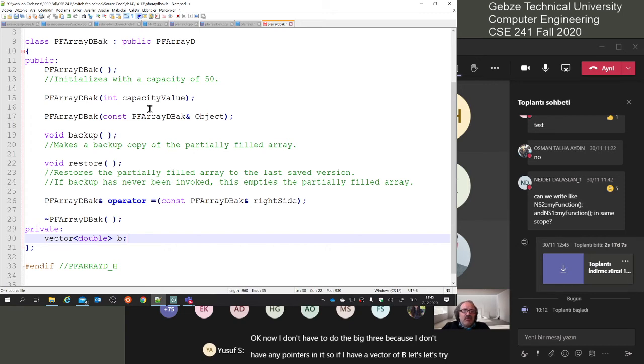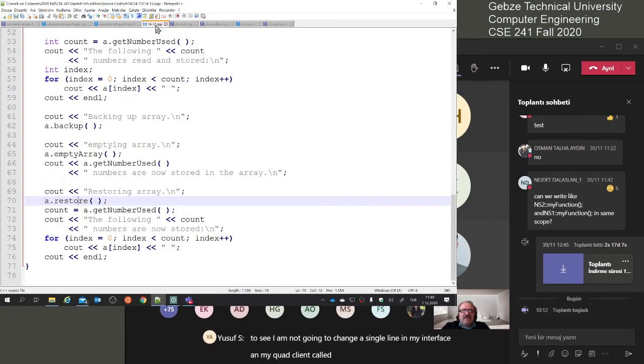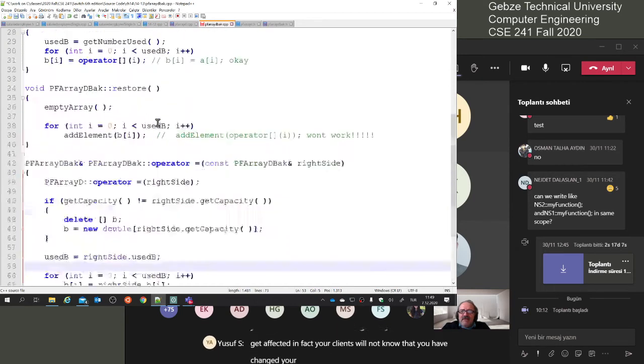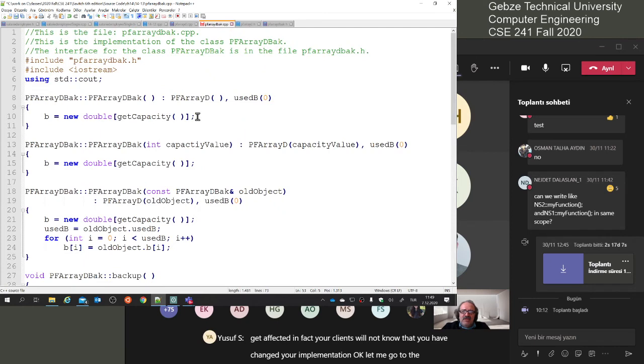I am not going to change a single line in my interface, and my client code is going to work. This is the good part of object-oriented programming. You change your implementation the way you want. Your interface will not change, and your clients will not get affected. In fact, your clients will not know that you have changed your implementation. Okay, let me go to the implementation here.